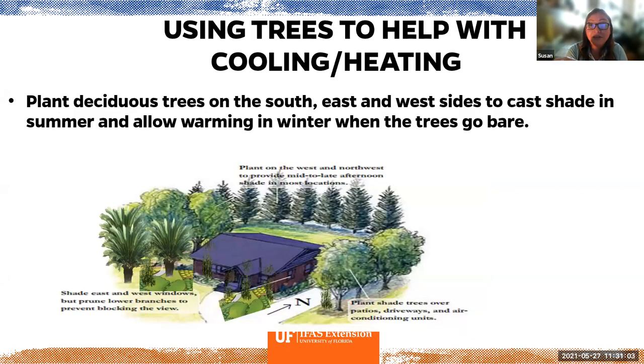You can use trees to your advantage to help you with cooling and heating. If you utilize deciduous trees, trees that drop their leaves during the winter, that's advantageous because that allows more sun in on those sides of your house at the times of the year that you need the most heating, whereas they will regain their leaves in the warmer months of the year. And by summertime, they'll be completely full of leaves and they'll impart that lovely shade and cooling effect that you need during the summertime. So you can really do a lot to save on your energy, your heating and cooling both, by planting deciduous trees appropriately. So planting deciduous trees on the south, east, and west sides will go a long way for helping you out with your cooling and heating.